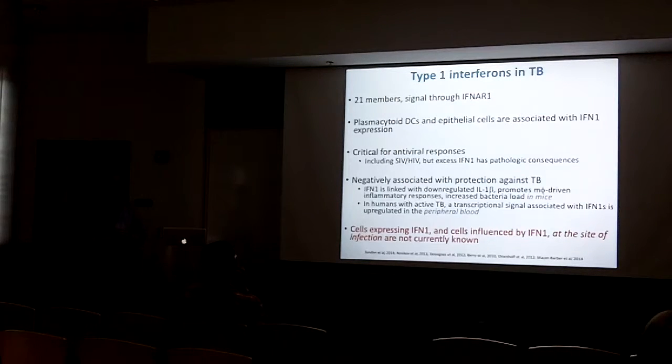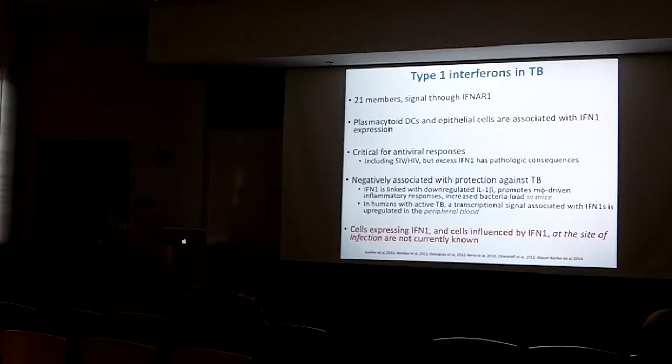Looking at type 1 interferons in tuberculosis, there are a whole host of different type 1 interferons. They all signal through the interferon alpha receptor 1 receptor. When you think about type 1 interferons, you think about plasmacytoid dendritic cells as primary expressors of it, especially in HIV. But epithelial surfaces, because they're the first line of defense at the mucosal surface in viral infections, are also strong expressors of type 1 interferons. Type 1 interferons are really important for antiviral responses, and they're critical on that. This includes HIV and SIV.